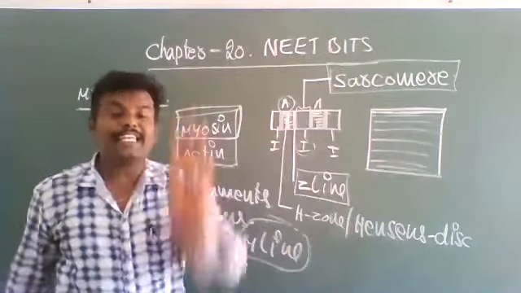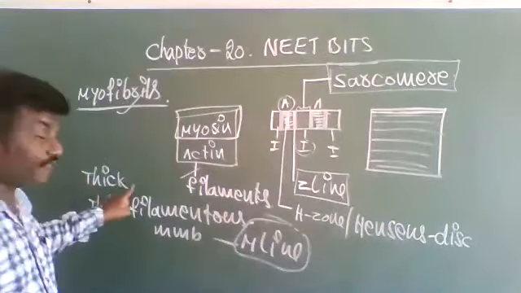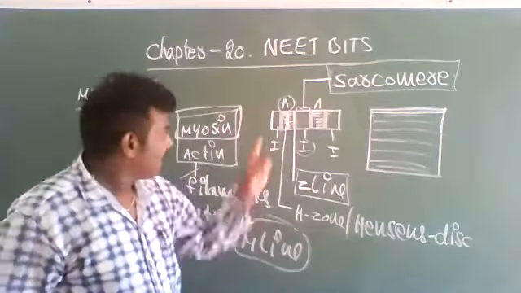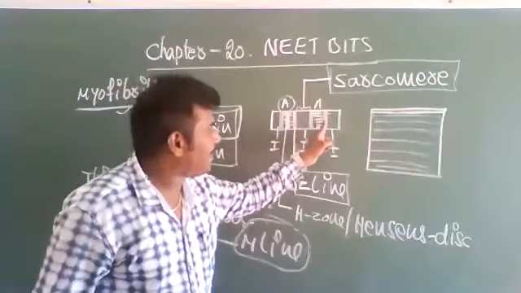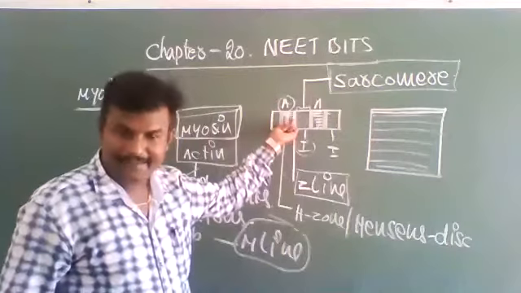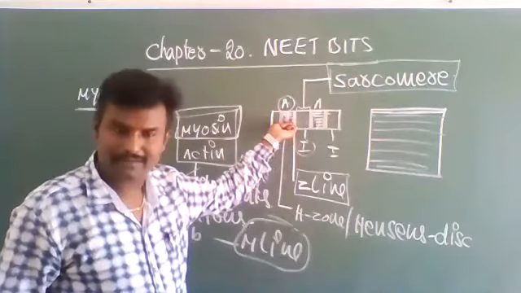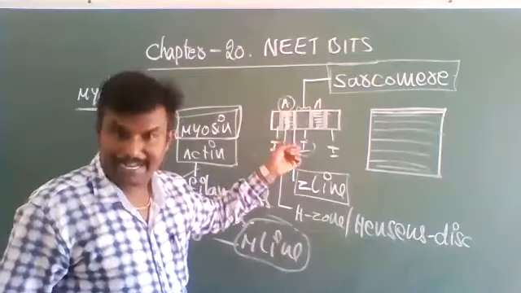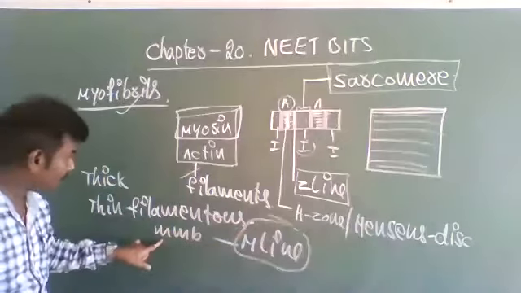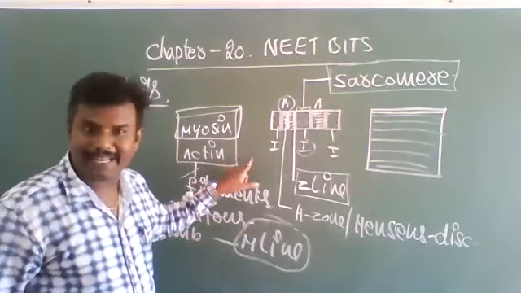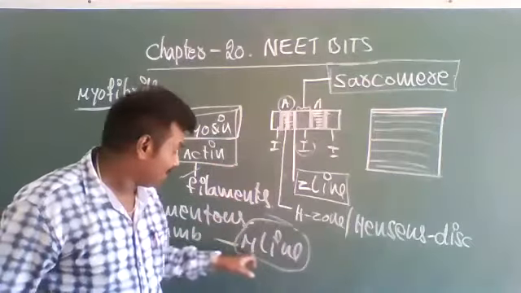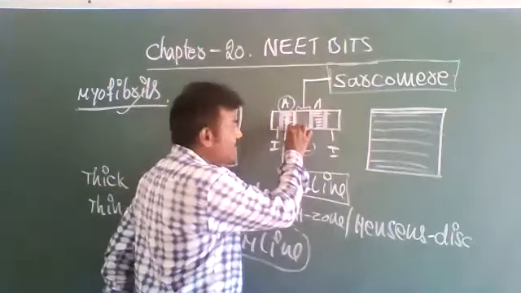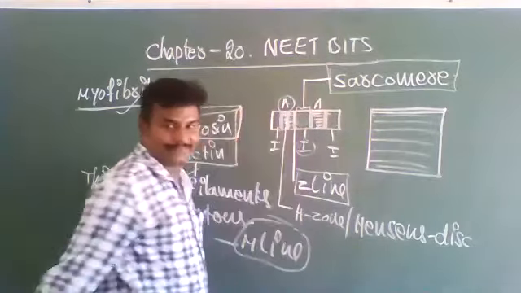So the M-line definition, clearly again I am saying, listen. Thick filament means myosin filament. Thick filaments in the A band are held together in the middle of this band by a thin filamentous membrane. Thin means actin filamentous membrane. That is called the M-line. So here the M-line passes through the center of the Z lines.